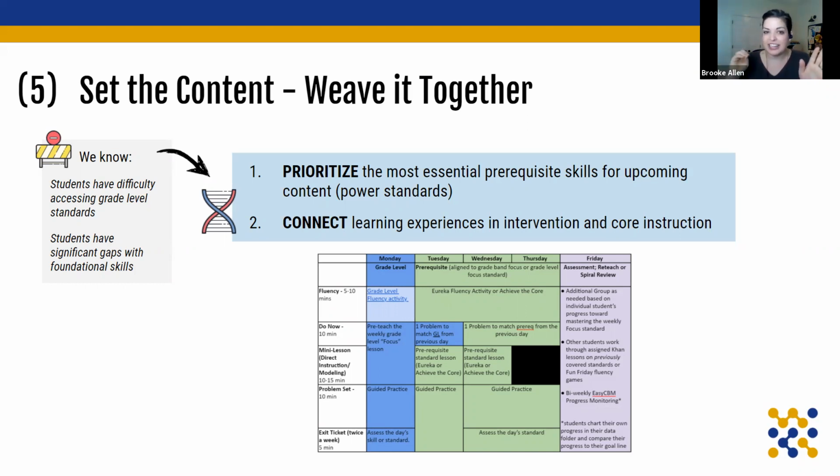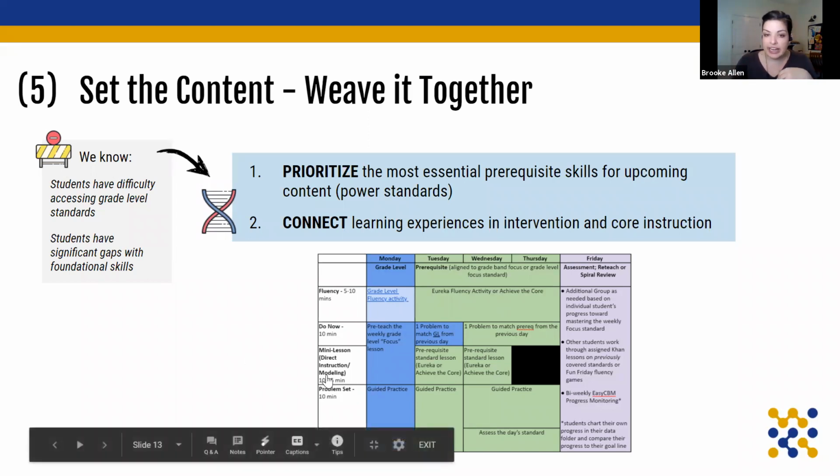most important content. So those would be like the power standards, or standards that you are prioritizing, and then you can work backwards. When we're working on the skills that they need in order to master grade level content, then they're going to be successful not only in small group, but more successful in their core content classes. We connect the learning experiences and intervention with the core instruction.